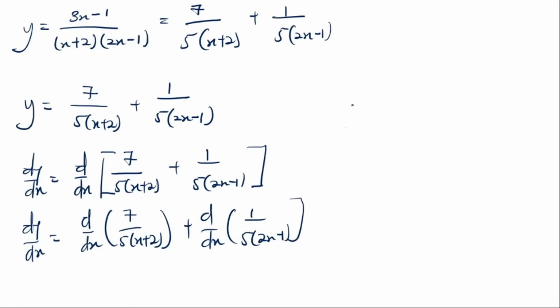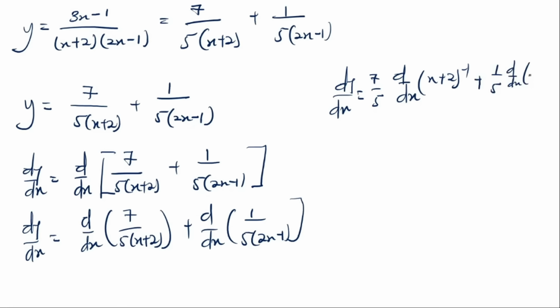Okay, so from here we can bring dy/dx here, then we can break the fraction outside, that is 7 on 5, then d/dx of just what is left at the bottom over here, which becomes x plus 2 raised to the power negative 1, then plus 1 over 5 d/dx of the function 2x minus 1 inverse.